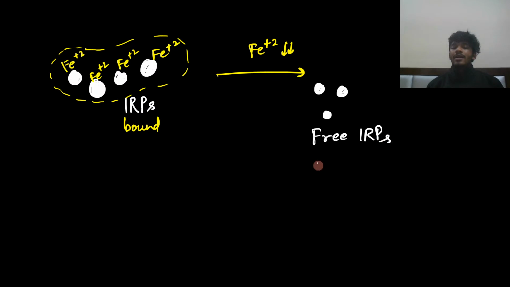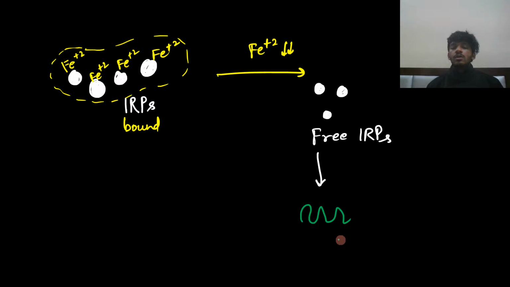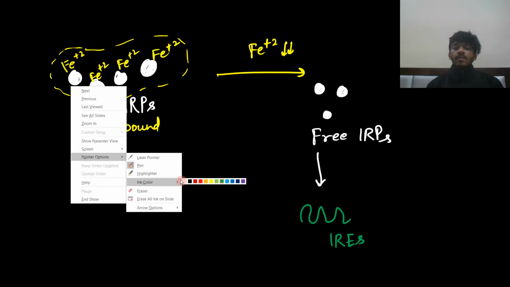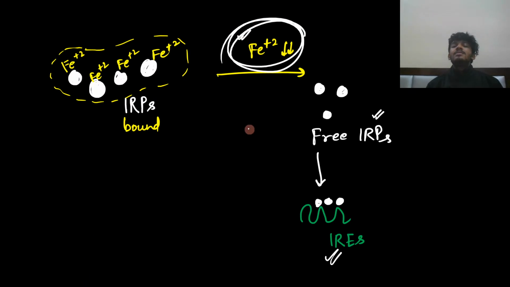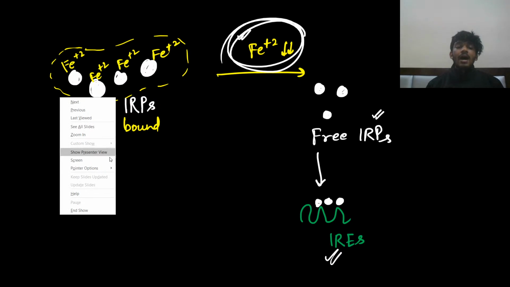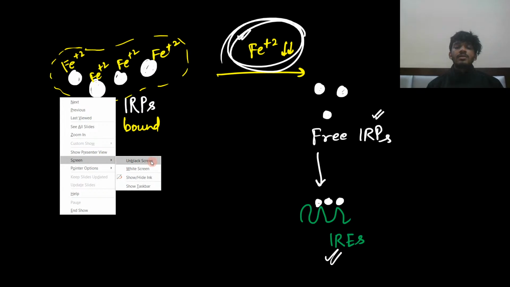Now these will go and bind to iron response elements, which are nothing but cis-acting segments. What happens when iron levels are low in your body? IRPs will go and bind to IREs. That's how iron sensing is done. Now these IREs can either be present on the 5' end or they can be present on the 3' end.